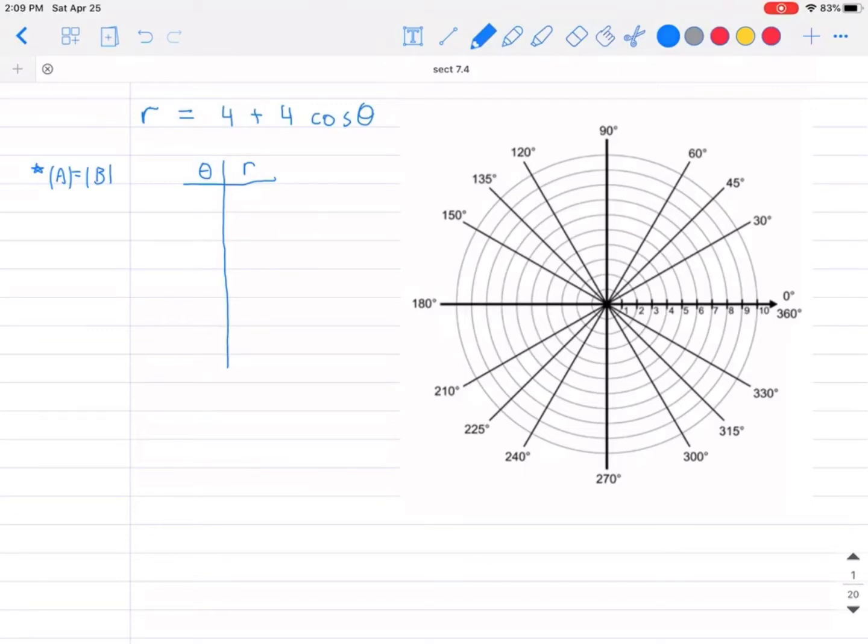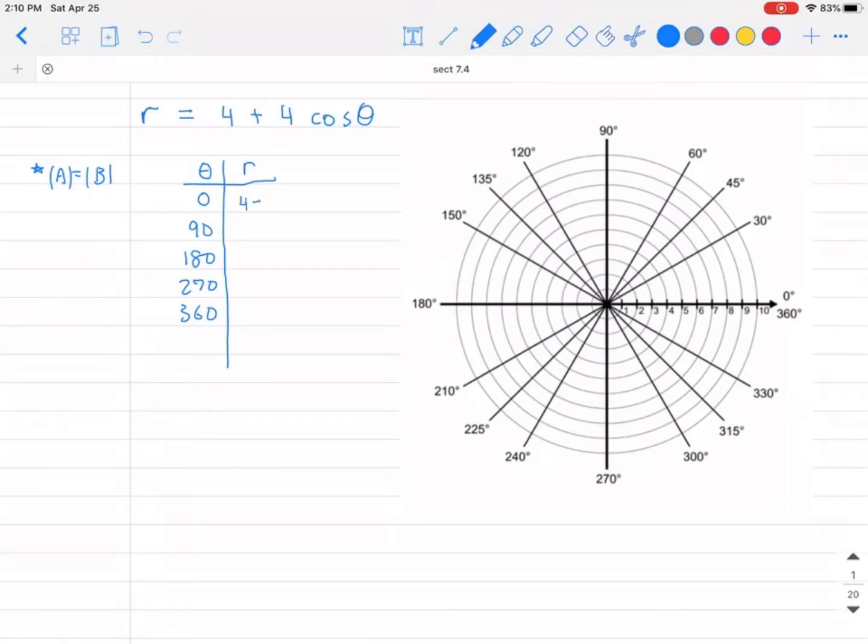Now I'm going to choose values of theta so I can solve for r. According to what we've been doing so far, I don't want to use every single value of theta, but instead just the multiples of 90, to make it a little bit easier and minimize the amount of work. So let's write 0, 90, 180, 270, and then 360.